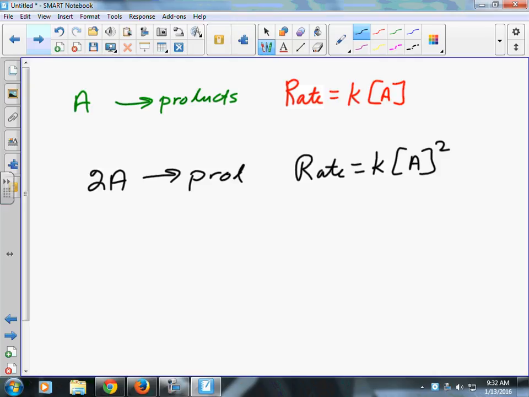You write a rate law based off of the steps, and if that rate law matches the experimentally determined rate law, then it might be a possible mechanism. That still doesn't say for sure that it's the mechanism. It's just a possible one. So it's a whole bunch of ifs is what this stuff is.